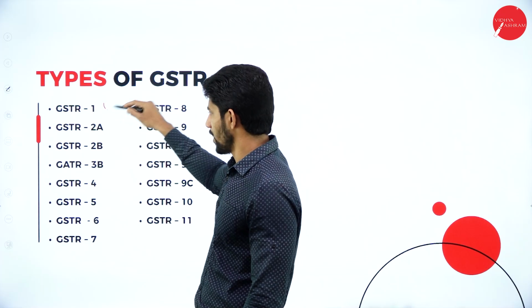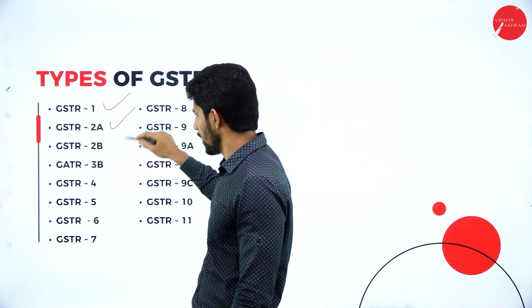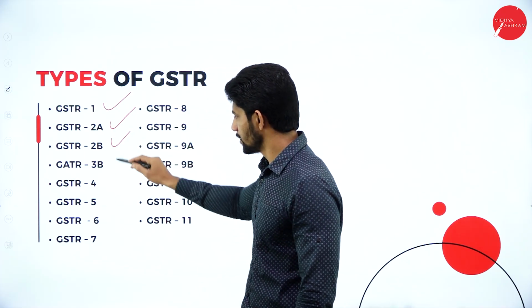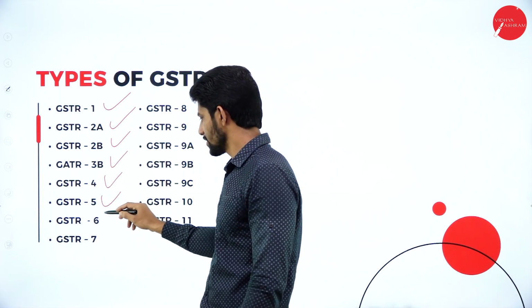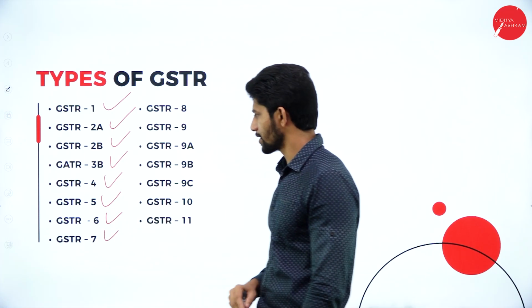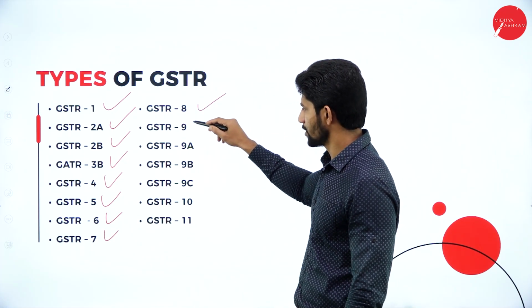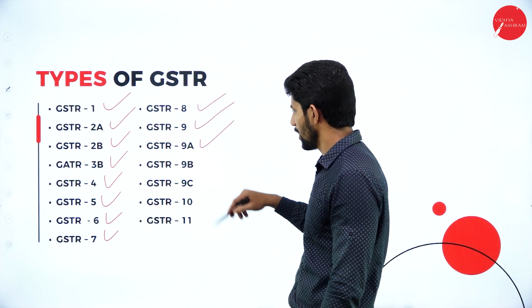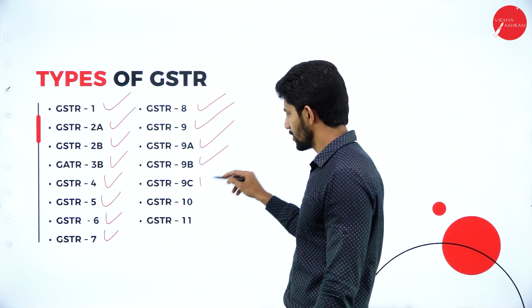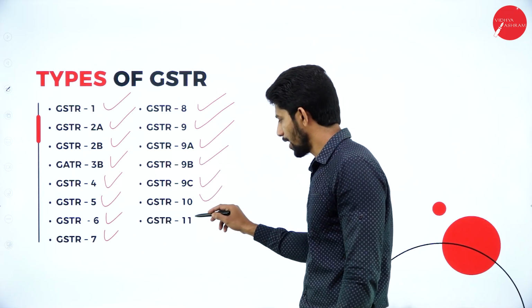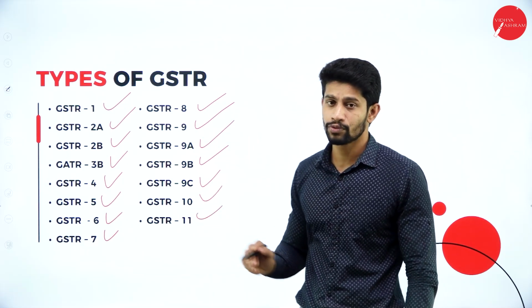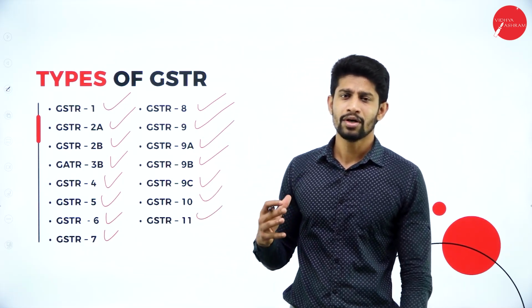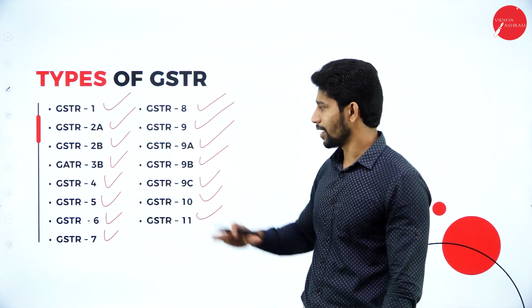Next, the types of GSTR returns we have. GSTR 1, GSTR 2A, GSTR 2B, GSTR 3B, GSTR 4, GSTR 5, GSTR 6, GSTR 7, GSTR 8, GSTR 9, GSTR 9A, GSTR 9B, GSTR 9C, GSTR 10 and GSTR 11. These are the different types of GSTR forms we have. Based on what type of return you are filing, you are supposed to file the particular form.